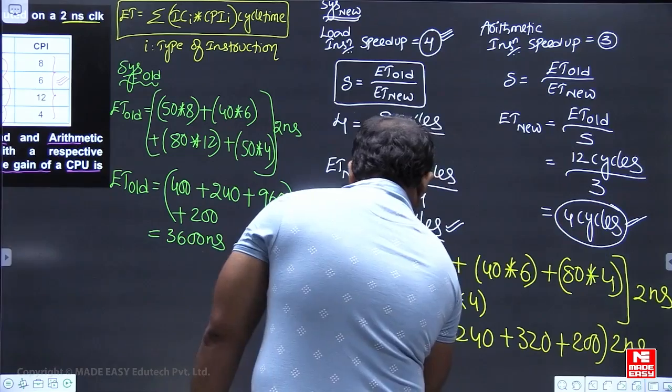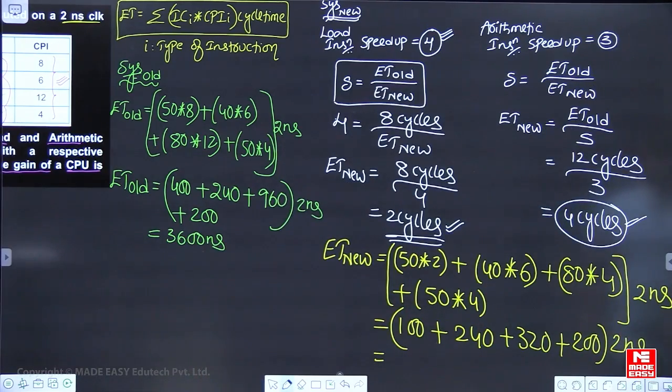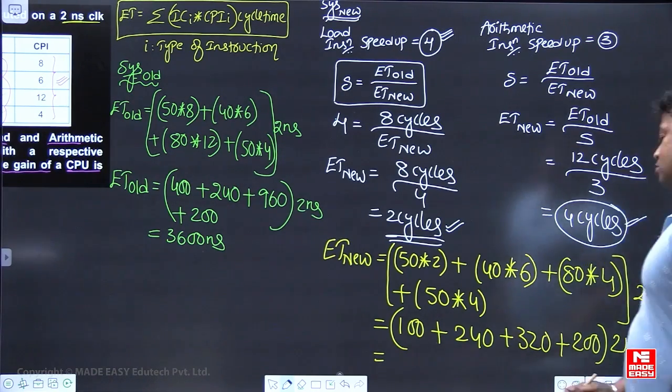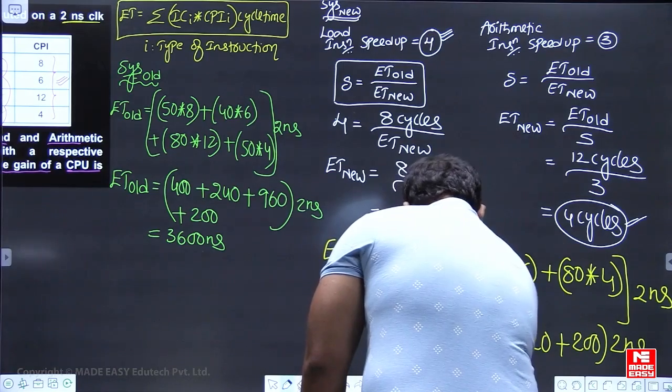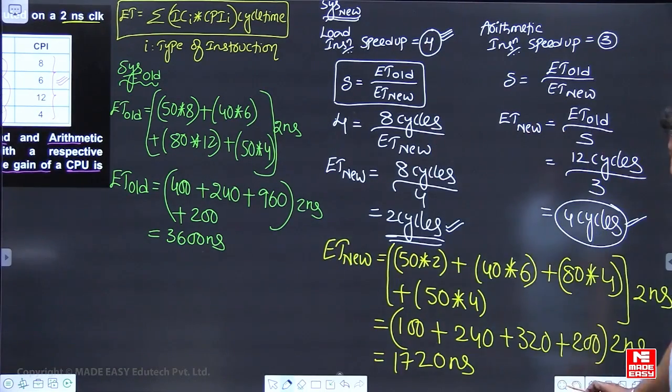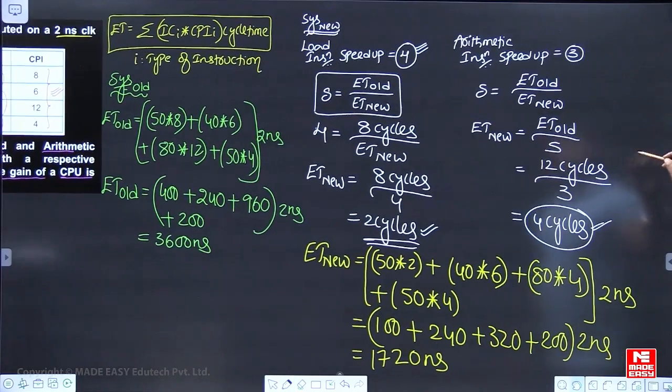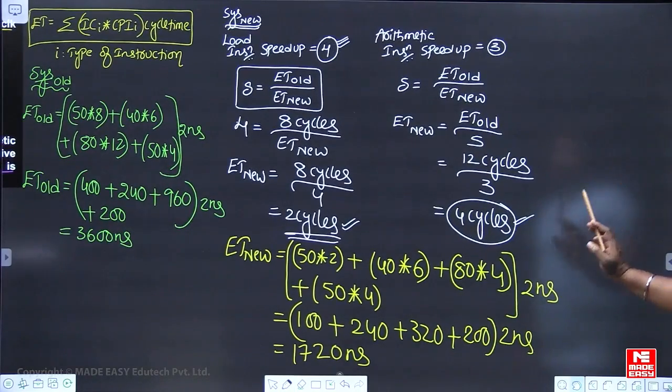Compute the value, report the value. Please verify. So that is 1720 nanoseconds. Okay, this is the execution time of the new system. The old system execution time and the new system execution time are both ready.